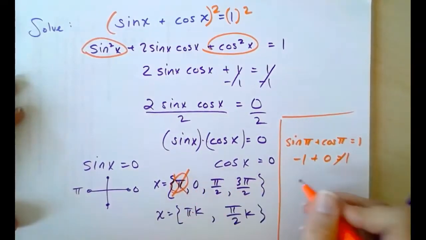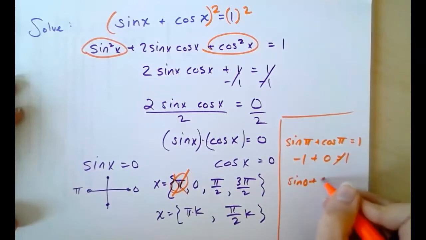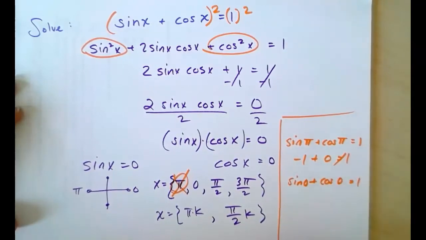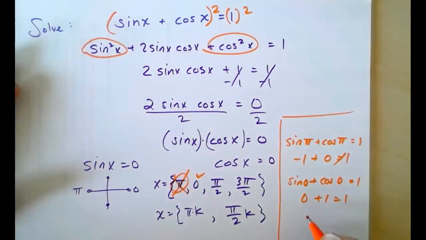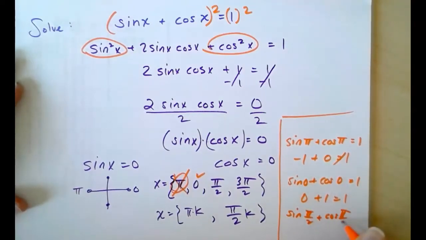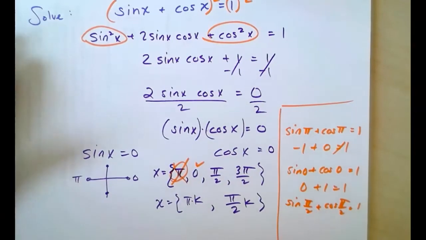Next, plug in the 0. Is the sine of 0 plus the cosine of 0 equal to 1? This is 0 plus 1, and that one is true. Hooray, that one works. Let's plug in pi over 2. The sine at pi over 2 plus the cosine at pi over 2, does it equal 1?